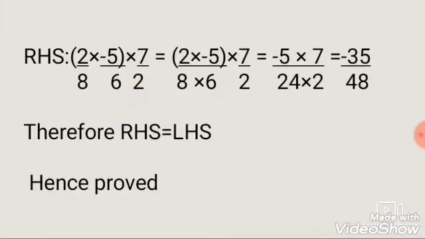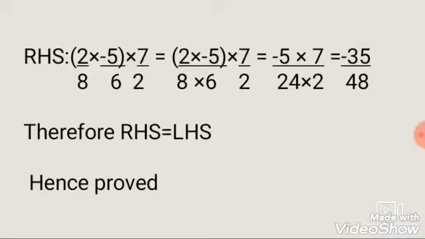The RHS is 2 by 8 into minus 5 by 6 into 7 by 2, which is equal to 2 into minus 5 by 8 into 6. Since 2 and 6 are common factors, 2 is cancelled as 1 and 6 is cancelled as 3. So we get minus 5 by 24 into 7 by 2.